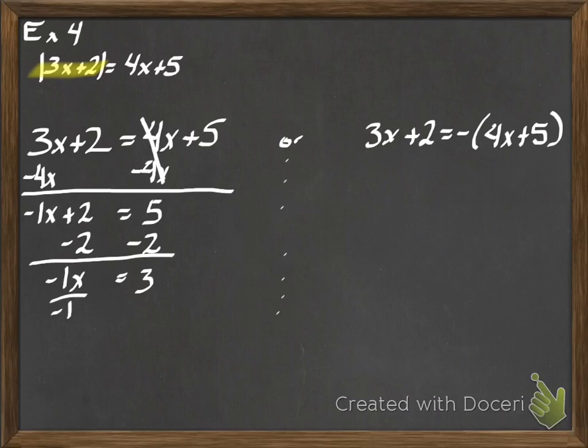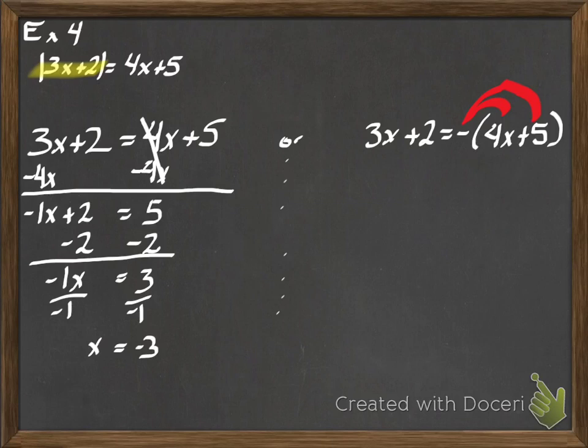Dividing by that negative 1. A positive 3 divided by negative 1 is negative 3. Now let's look at my other side. And I am going to have to distribute that negative sign through to both terms.